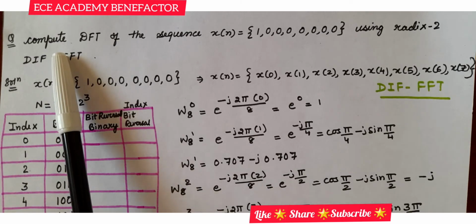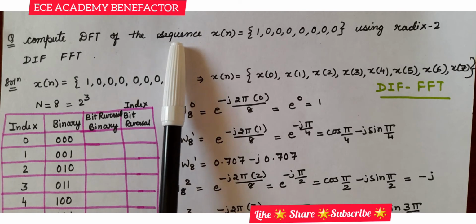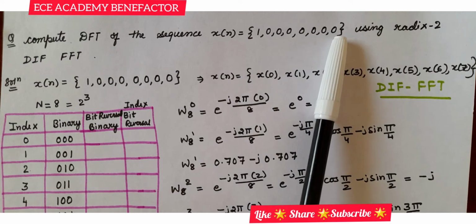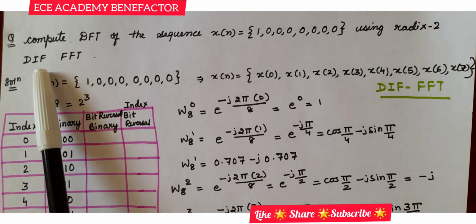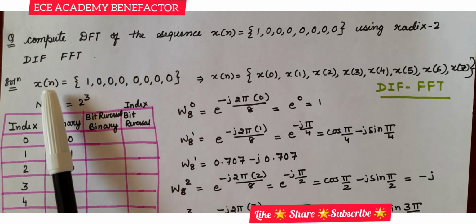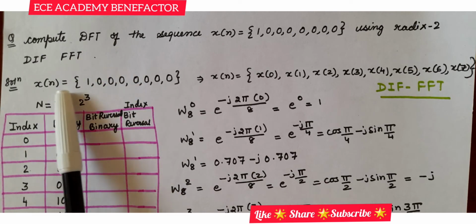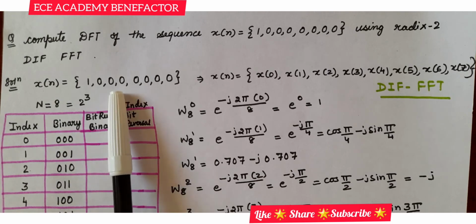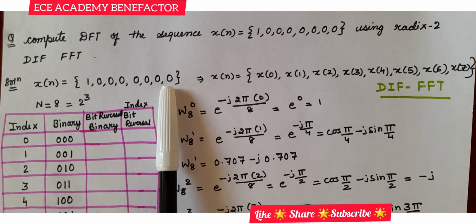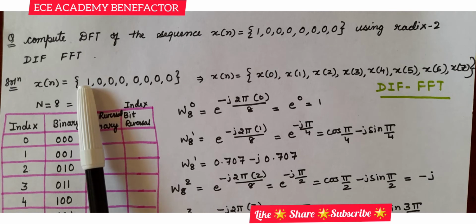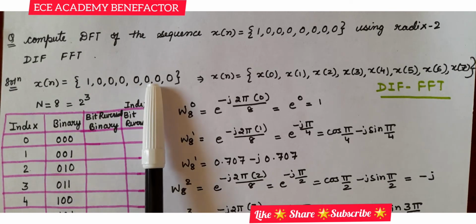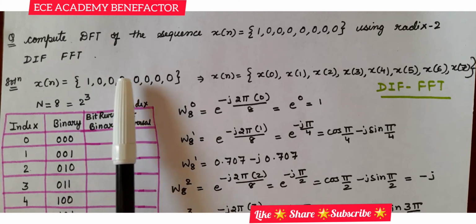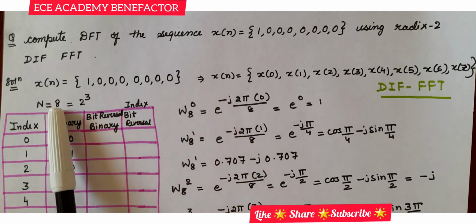The given question is: compute DFT of the sequence x of n = 1 0 0 4 zeros using radix 2 DIF FFT. Coming to the solution, the first step is to write the given sequence x of n. x of n is given as 1 0 0 4 zeros. The length of this x of n is 8. 8 elements are there, 8 samples are there, 1 2 3 4 5 6 7 8. So its length is 8.